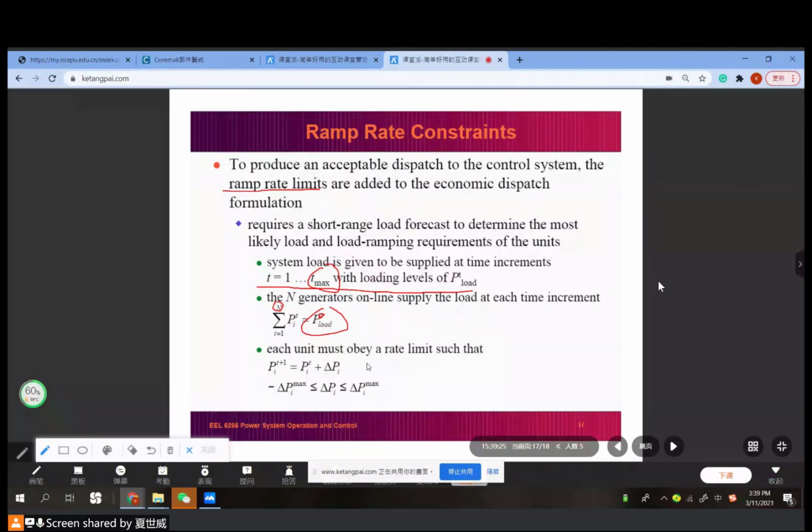Each unit must obey a rate limit, which means the next time slot equals the previous time slot plus this ramp rate. The ramp rate should be within a limit, larger than the minimum and smaller than the maximum. This means to reduce P i, and this means to increase P i.